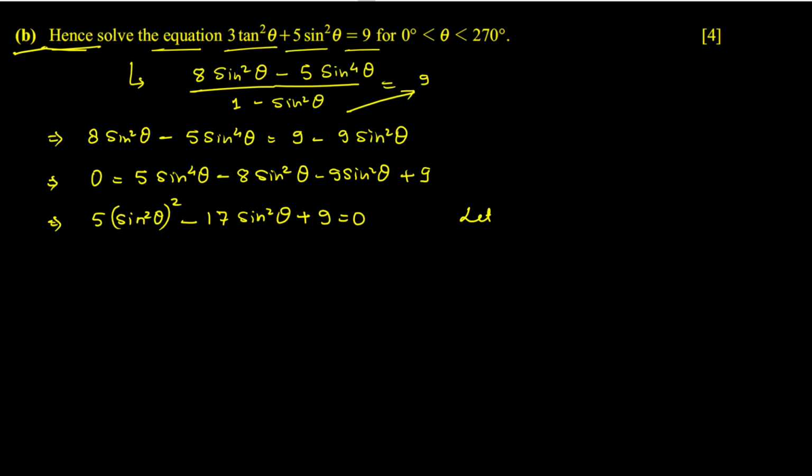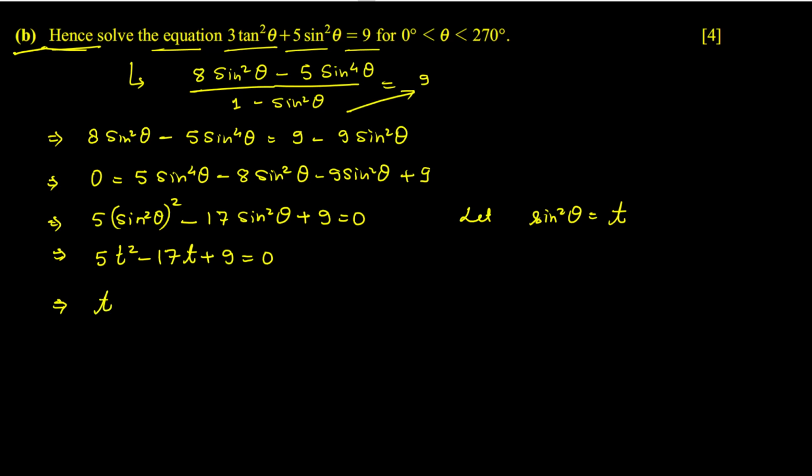So I can take this, let sine squared theta be x, or maybe t. I'll take it as t. So this whole equation becomes 5t squared minus 17t plus 9 equals 0. Now we can directly write the value of t by solving it from the calculator, because you can see it is not possible to use splitting the middle term or factorization. So I will use the quadratic formula in this case.